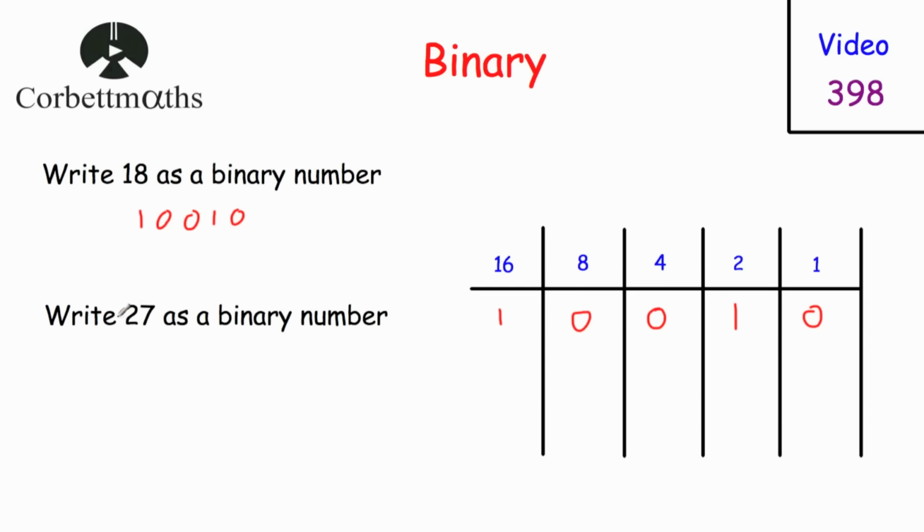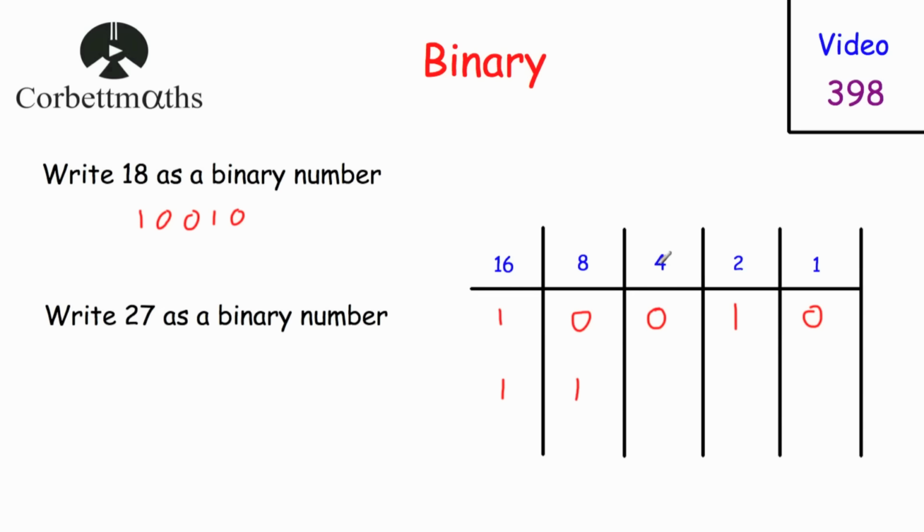Okay, and our next question says to write 27 as a binary number. Well, we don't need another column because that'd be 32 and that's too big. So 27, well, let's use a 16. Now moving to our next column, that's an 8. Well, 16 plus 8 is 24. So yep, let's use an 8. It gets us closer to 27. So 16 plus 8 is 24.